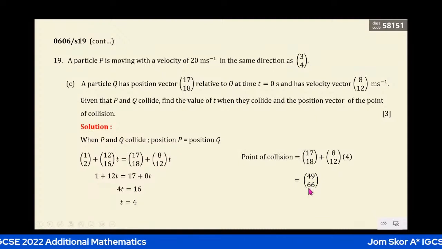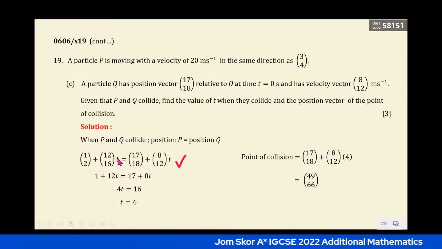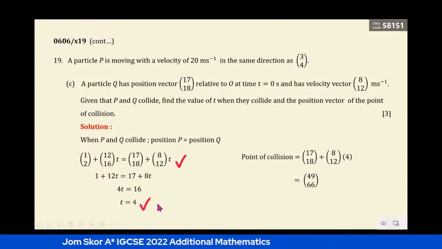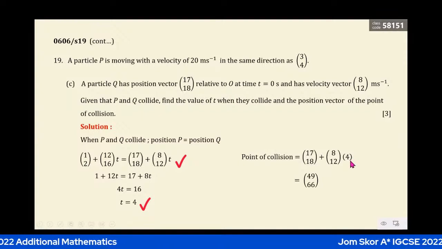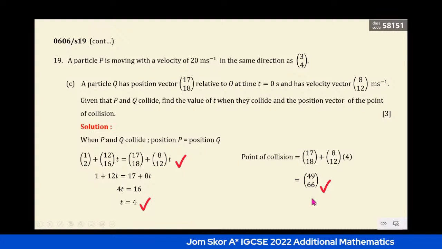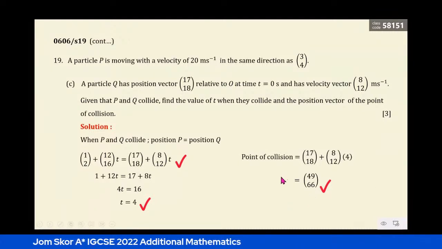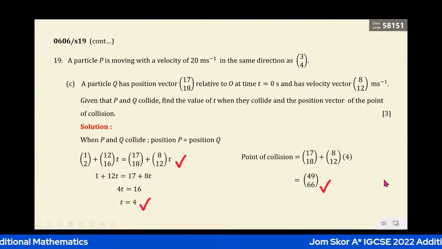Okay. Alright. So first mark for this one, when you understand that these two positions are equal. Okay. You find T is equal to 4, then you substitute the value to get the answer 49, 66. Okay, right? Okay, ni untuk velocity vector.